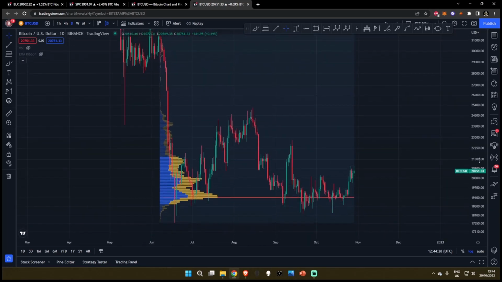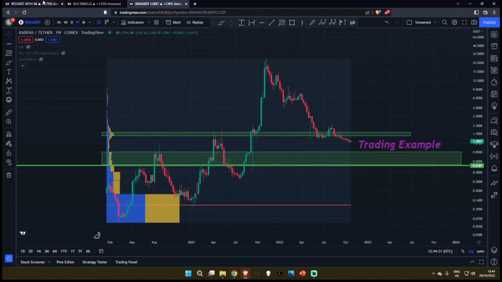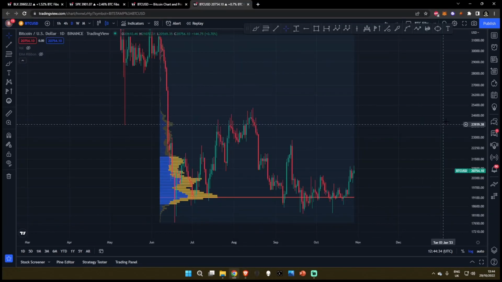I'm first of all going to show you how to amend this chart, and then we're going to jump into the bullish example, bearish example, and then of course how to trade these.